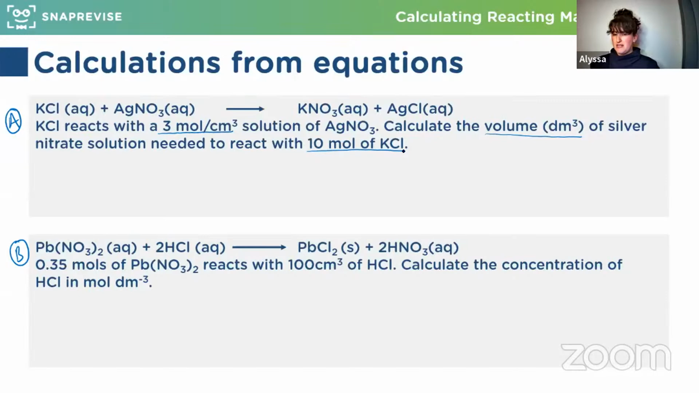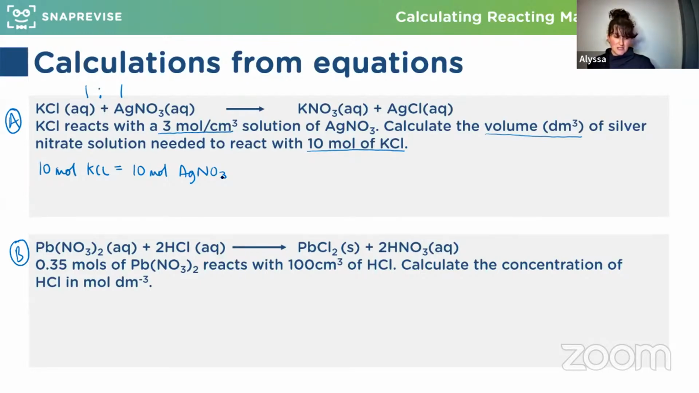Again, feel free to jump ahead, have a go, plug some numbers into your calculators and see if you can come up with an answer. To begin with though, I think it's useful to work out what information we've got. So we've got 10 moles of KCl. We're looking to work out how much silver nitrate we need. Well, we've been given in our equation a ratio of 1 to 1, 1 lot of KCl to 1 lot of AgNO3. So if we've got 10 moles of KCl, then because it's a 1 to 1 ratio, we're going to need 10 moles of AgNO3.